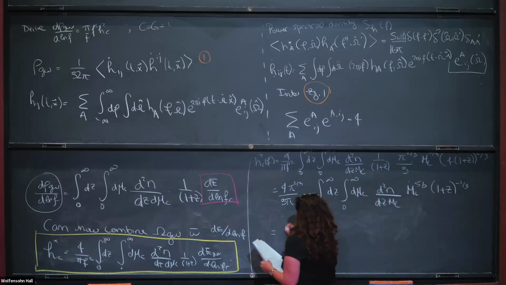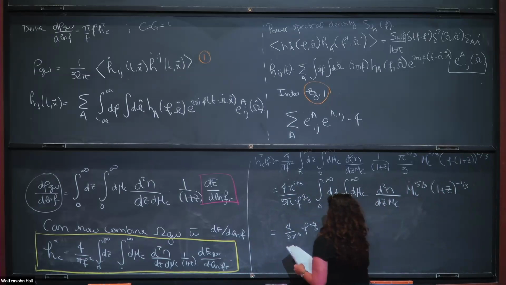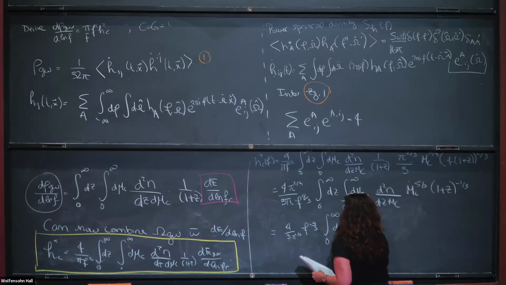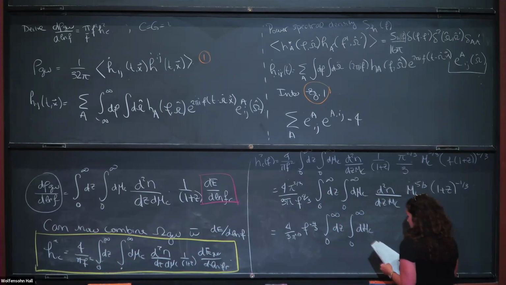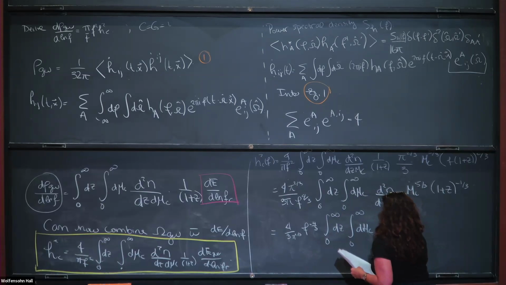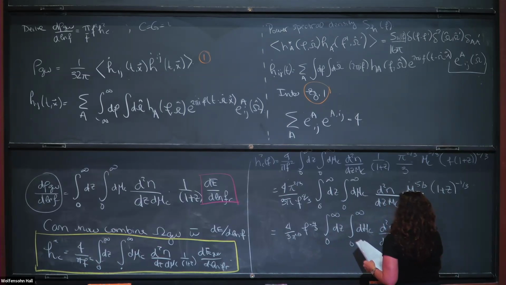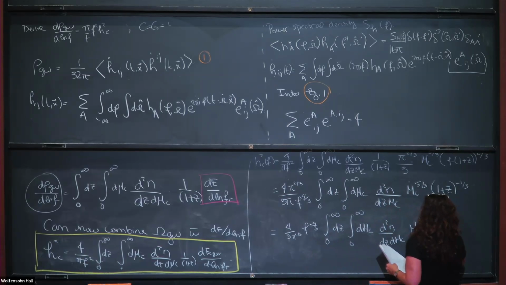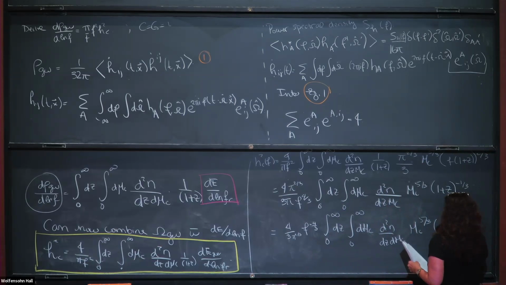So this leads us to our final expression, which is 4 over 3 pi to the 1/3, f to the minus 4/3, and d squared n dz by dm, chirp mass to the 5/3, 1 plus z to the minus 1/3. Okay, so a few comments about this.